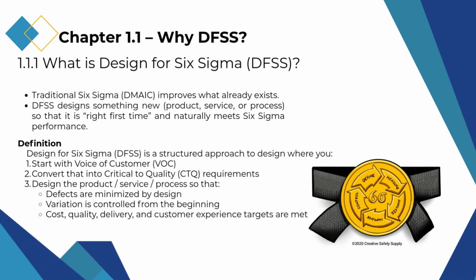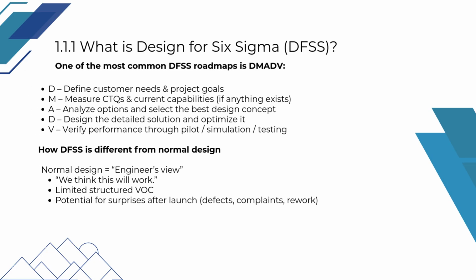Chapter 1.1 explains why DFSS is important by highlighting that while traditional Six Sigma using DMAIC improves existing processes, DFSS is used to design new products, services, or processes that are right the first time. Naturally achieving Six Sigma performance by starting with the voice of customer, translating it into critical to quality requirements, and designing in a way that minimizes defects, controls variation from the beginning, and meets cost, quality, delivery, and customer experience goals. One of the most common DFSS roadmaps is DMADV.